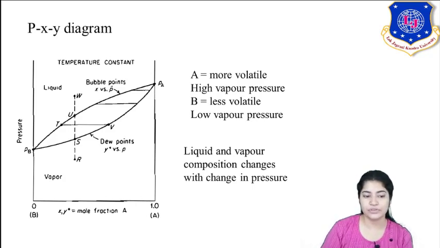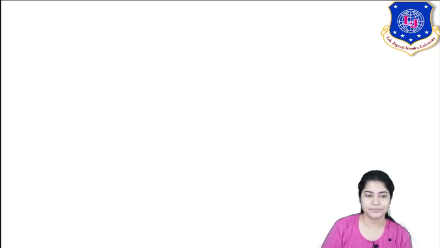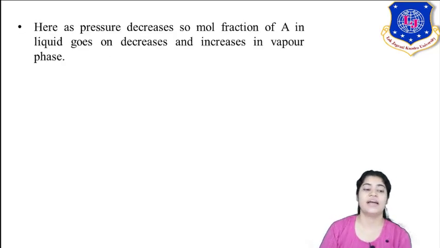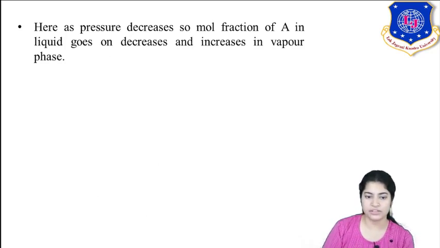Now that top line is your bubble point line. Similarly, the bottom line is the dew point line. Same as the TXY diagram, the representation of X and Y is also done. On the left hand side is the representation of pure A, whereas on the right hand side it is the representation of your pure B component. Now here, as pressure decreases, the mole fraction of A in liquid goes on decreasing and increases in the vapor phase. A again is my more volatile component, which will vaporize first.